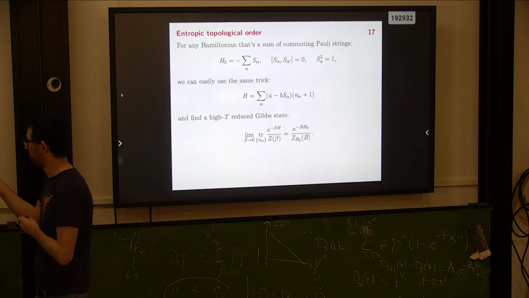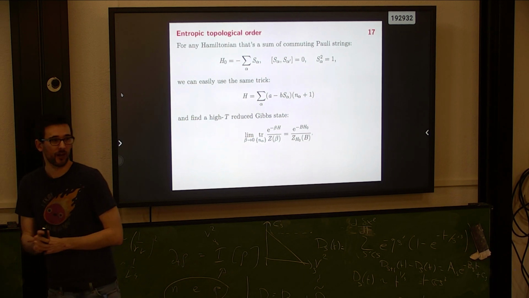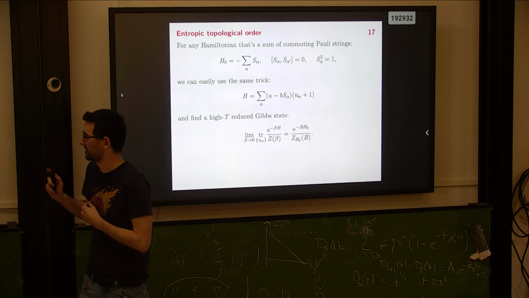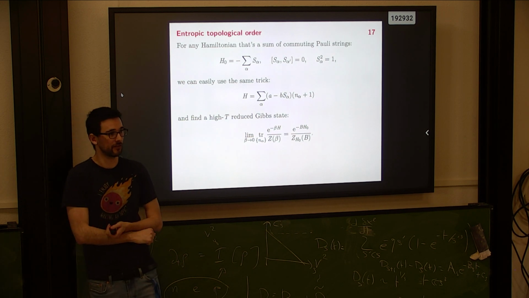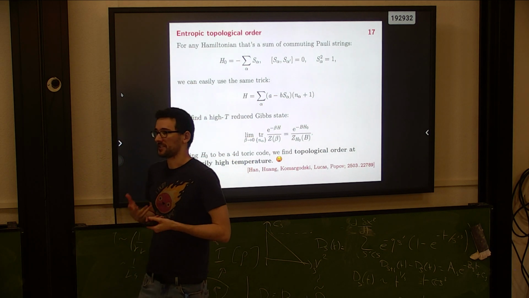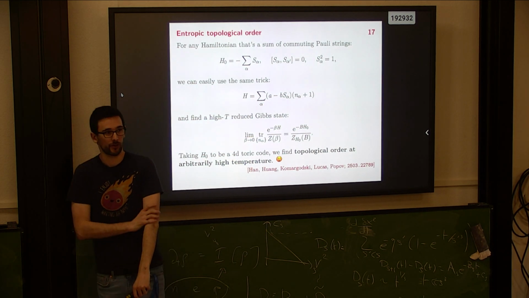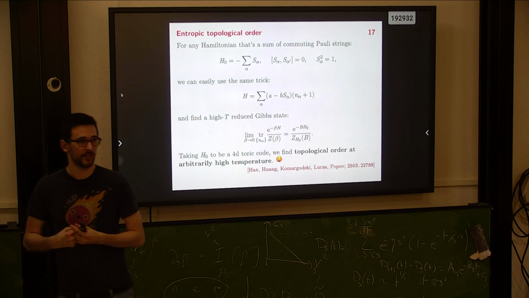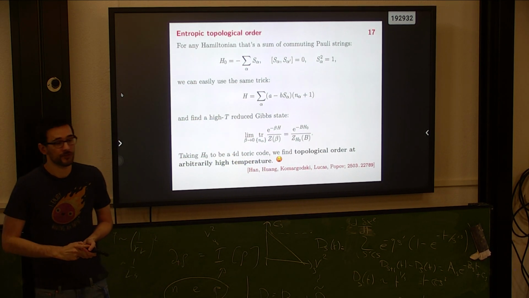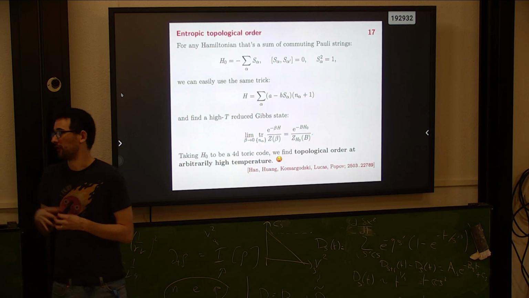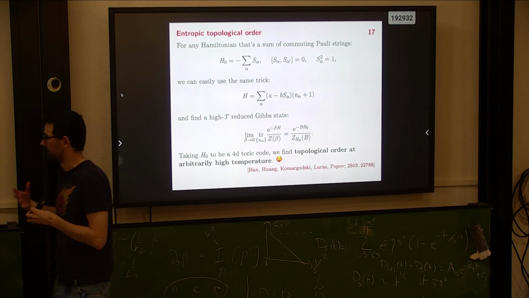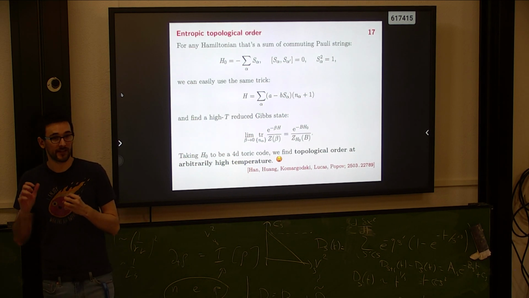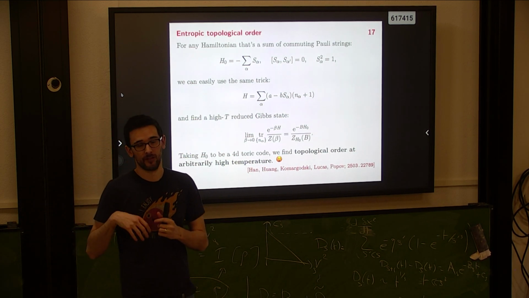a Gibbs state of the original Hamiltonian H naught at an effectively low temperature, it's actually the exact same capital B from the previous slide, okay? And if we take this Hamiltonian H naught to be the 4-dimensional toric code, then we find a model that has quantum topological order at any temperature, okay? So topological order, a very crude way to think about this, means that almost all states in the thermal ensemble are extremely entangled, and that entanglement cannot be detected with local correlation functions.